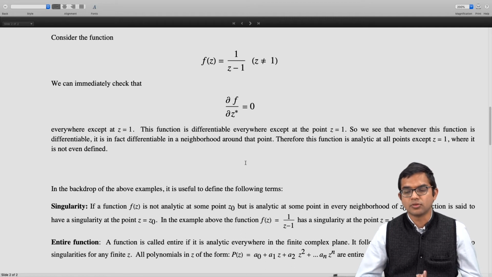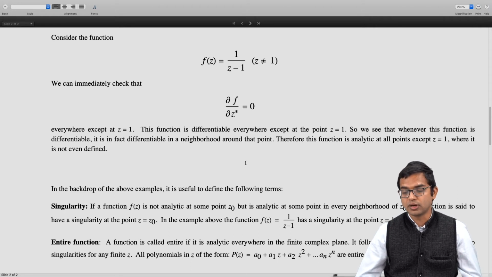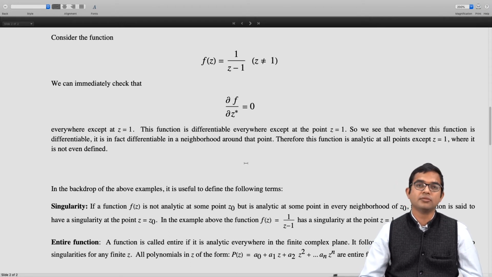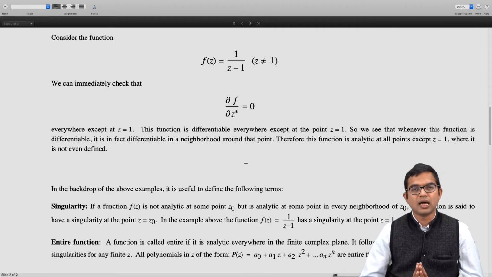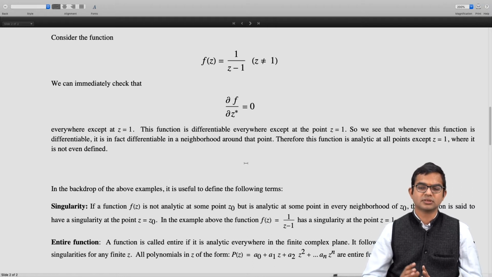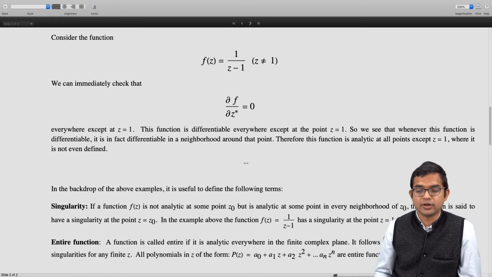Right? So any function of the form a0 plus a1z plus a2z squared plus so on all the way up to an z to the n, where a0, a1, a2 so on all the way up to an, are all arbitrary complex constants. Such functions are polynomials in z, and they are analytic everywhere. They are entire functions, and so we know how to differentiate such functions. We have already looked at the familiar example z squared, but in fact any arbitrary polynomial also will have a derivative at any finite value of z.